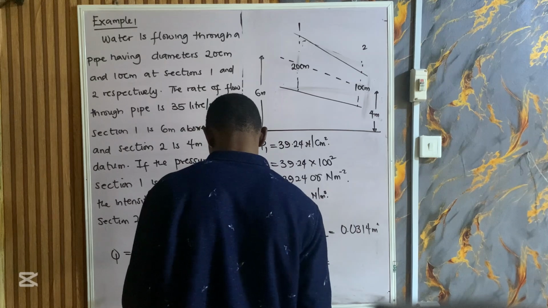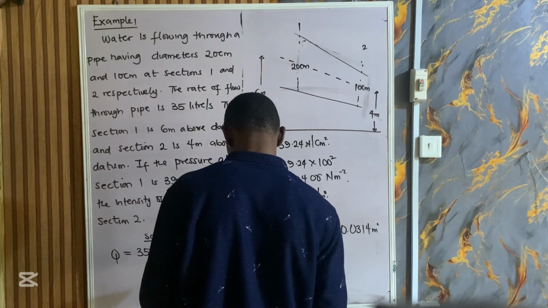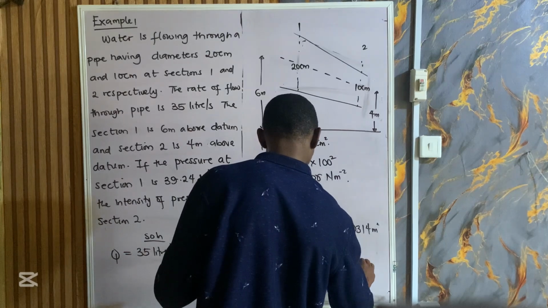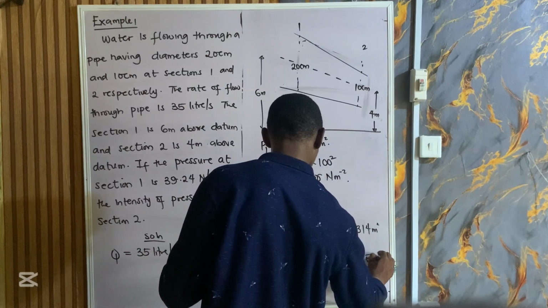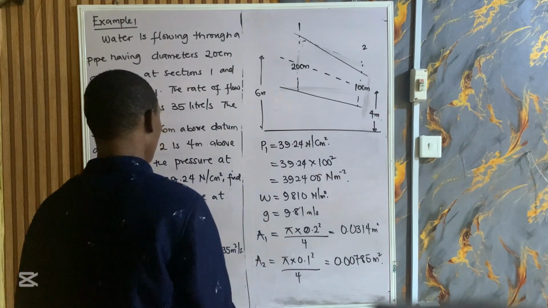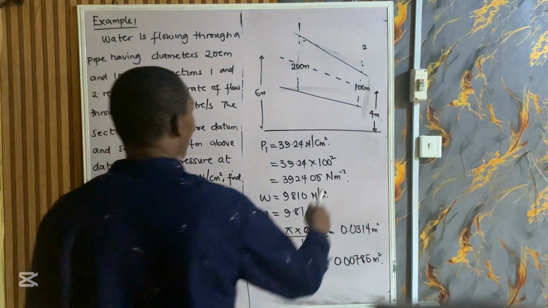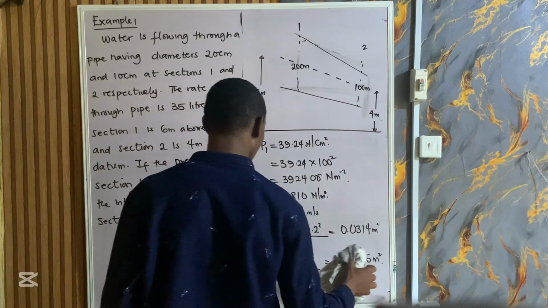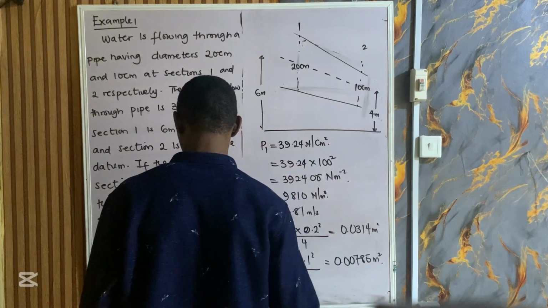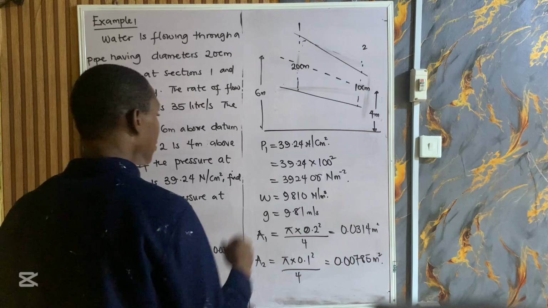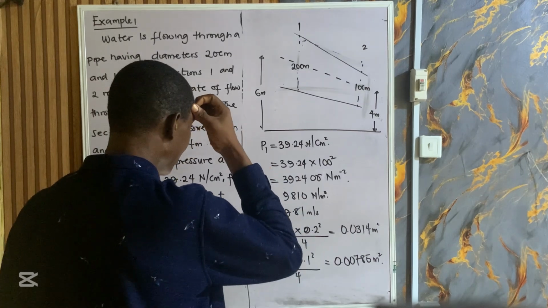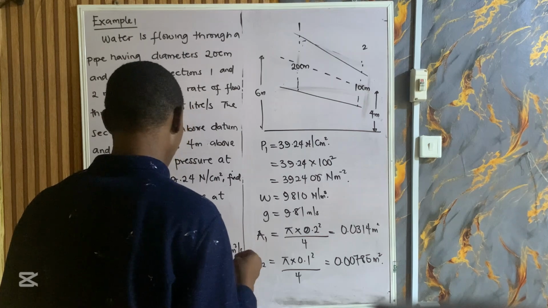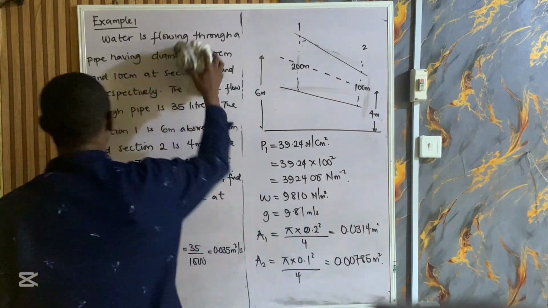And area of section 2, likewise, pi times d squared, which is 0.1 squared over 4, will give us, for the second section, an area of 0.00785 meter square. Okay, so we are asked to get the pressure at this second section. We're just going to use the Bernoulli equation now. To use the Bernoulli equation, we need to get the velocity at entry and exit. So let's quickly do that now.